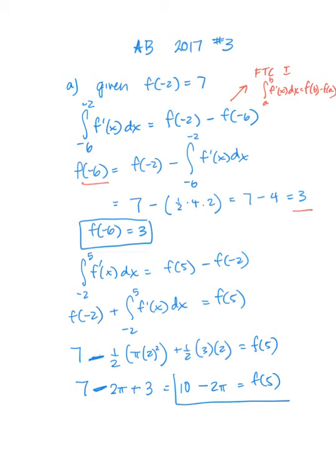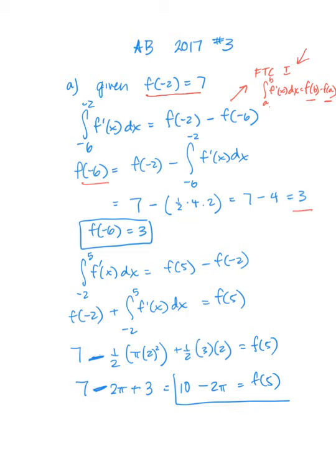All right, AB 2017 number 3, we're given the graph of f prime, and we're also given that f of -2 is equal to 7. From FTC number 1, we know that the area underneath the derivative f prime from a to b is f of b minus f of a. You're going to use that quite a bit.